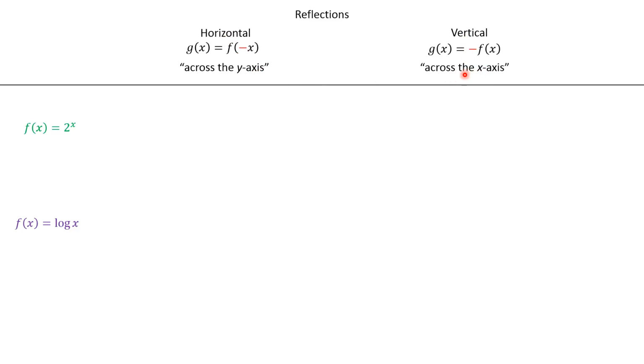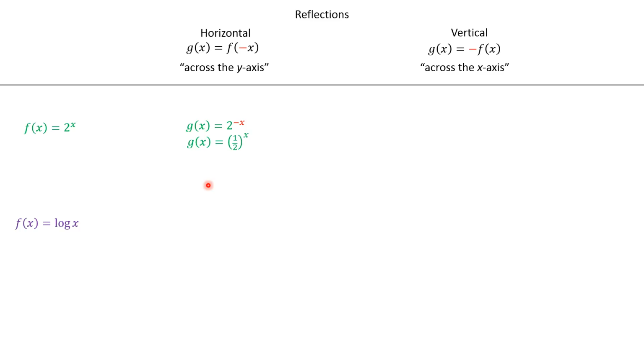And across the x-axis is vertical. So if we do this, these are the rules. g of x equals f of negative x, g of x equals negative f of x. If we take the x and make it a negative x, we get 2 to the negative x. We could change this around a little bit. That's 2 to the negative 1 times x. 2 to the negative 1 is just 1/2 x. So a horizontal reflection will flip the base to be a reciprocal.